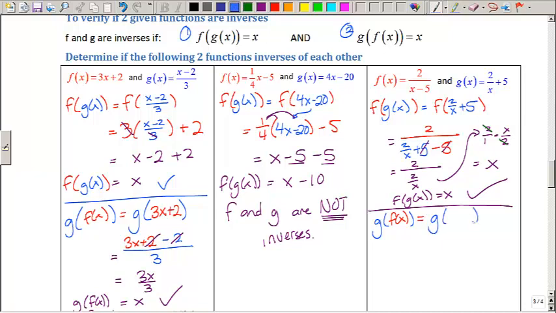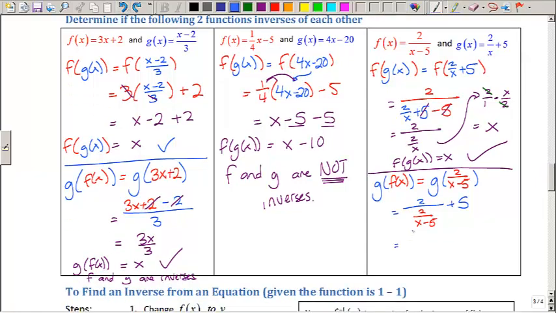So I'm going to evaluate g of f, and in this case f is 2 over x minus 5. Now I'm taking the expression 2 over x minus 5 and substituting it into g. In this case, g's function says 2 over x plus 5, but instead of x, I substitute in 2 over x minus 5.